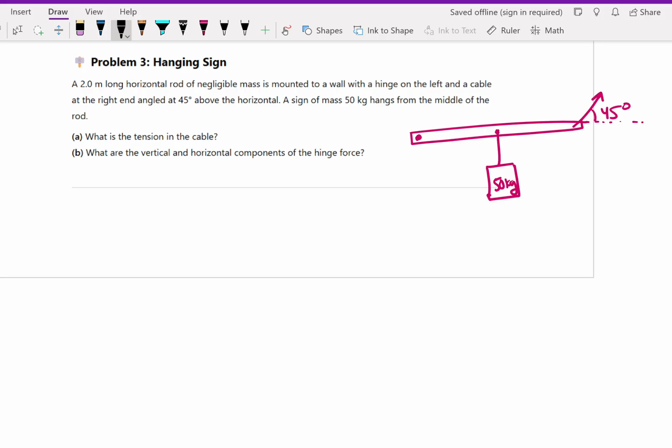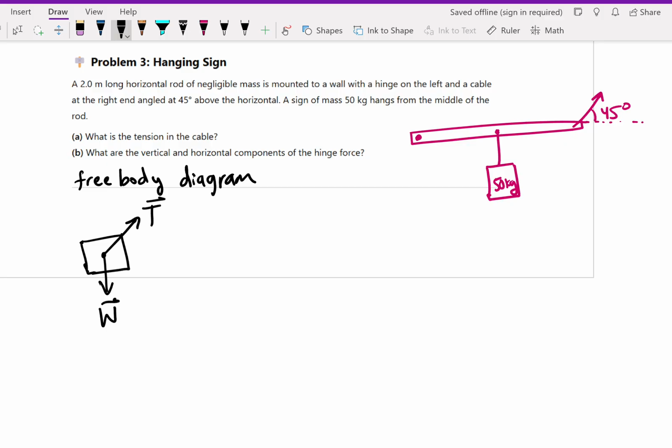So for part A, let's draw a free body diagram. So let's draw a box that's going to represent our sign. The force that it's feeling straight downwards, its weight. We also have the tension at a 45-degree angle. And we also have the hinge force.